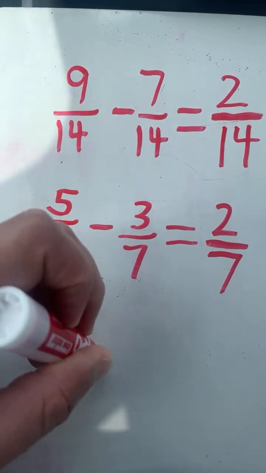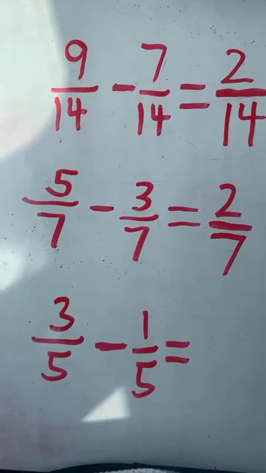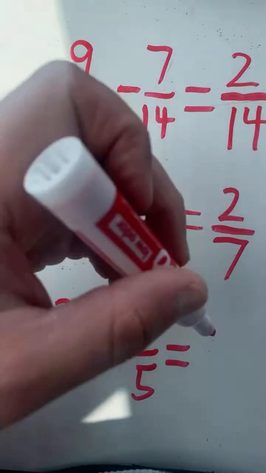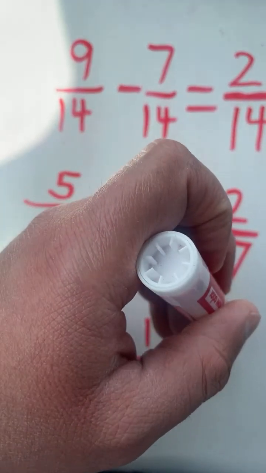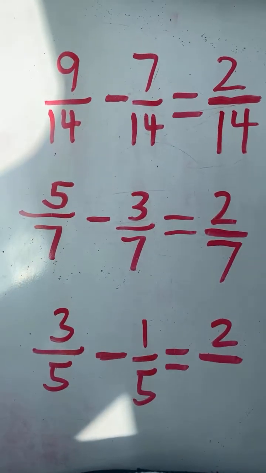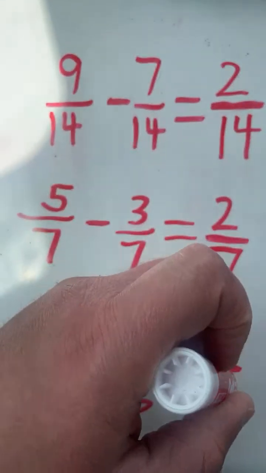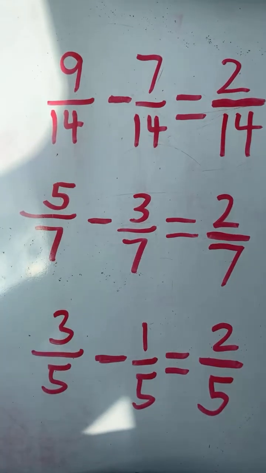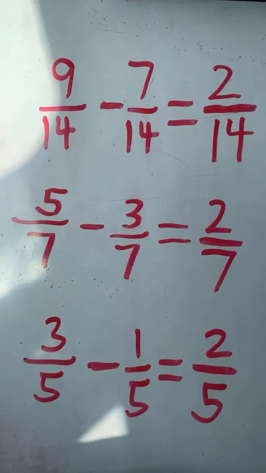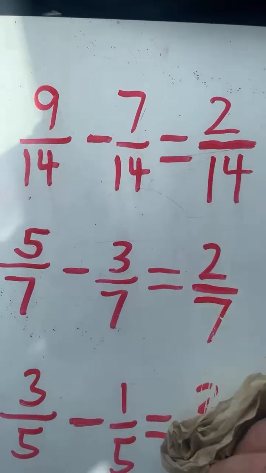3/5 minus 1/5. Step 1, we subtract our numerators. 3 minus 1 equals 2. Step 2, we keep our denominators the same. The denominator is 5 in both fractions we're subtracting, so the denominator is going to be 5 in our answer. So 3/5 minus 1/5 equals 2/5. All right, on to my next set of example problems.